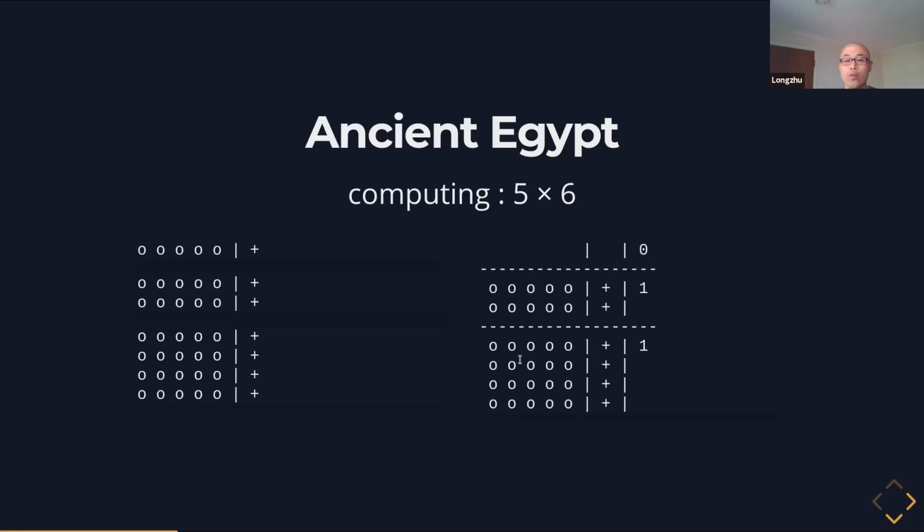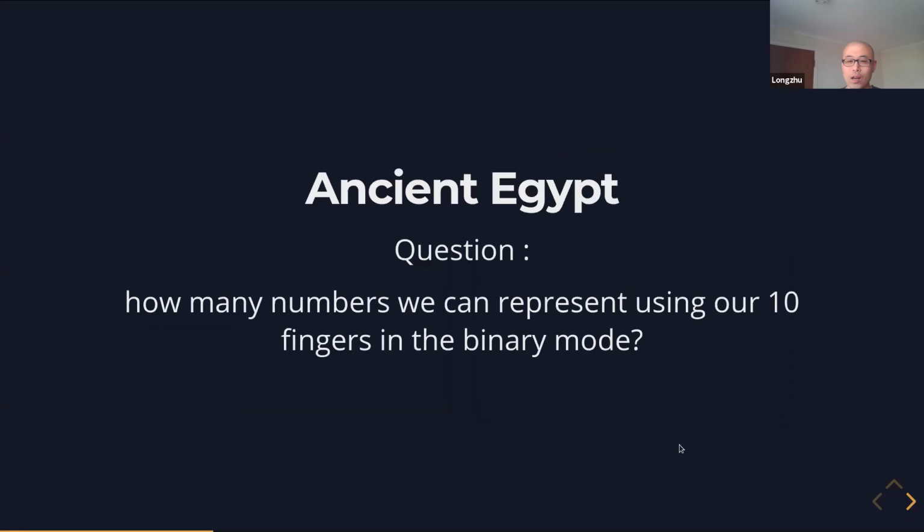What's interesting about this calculation is they're actually using the binary system. If you look at the bean in the middle here, which I highlighted, this number is 6 in binary. I just want to use this example to stimulate some interest about binary systems.